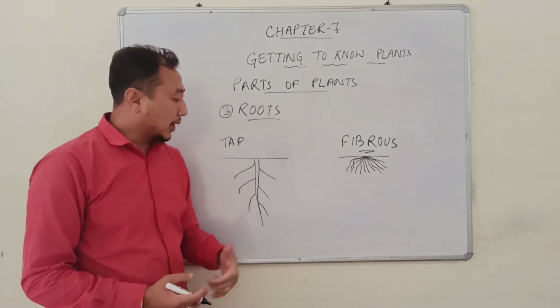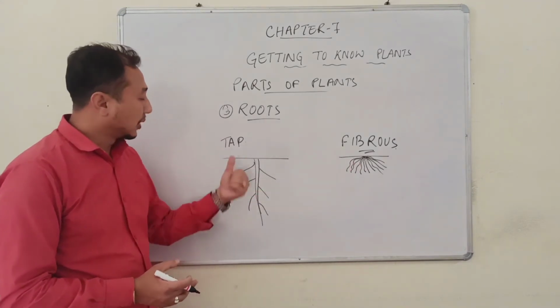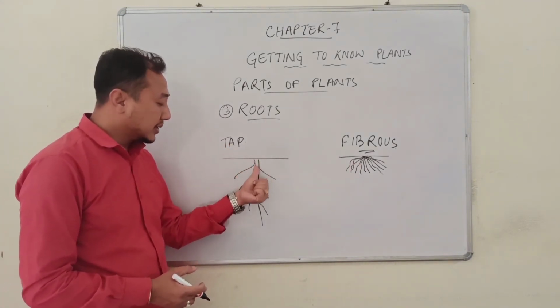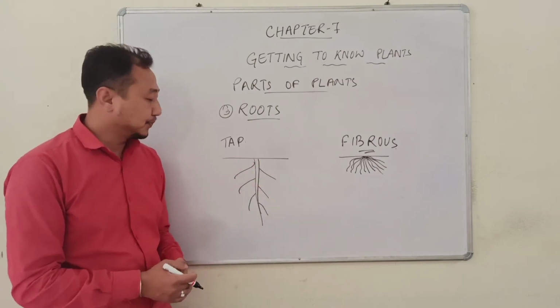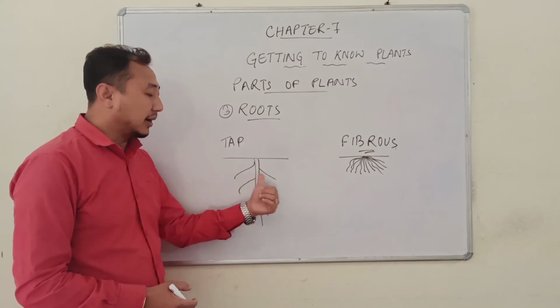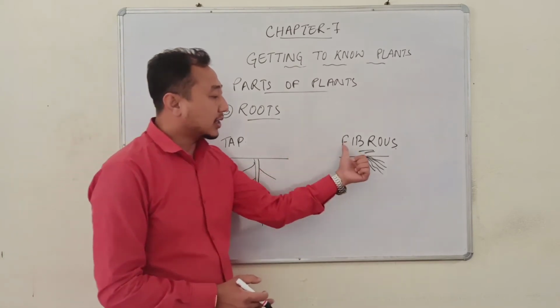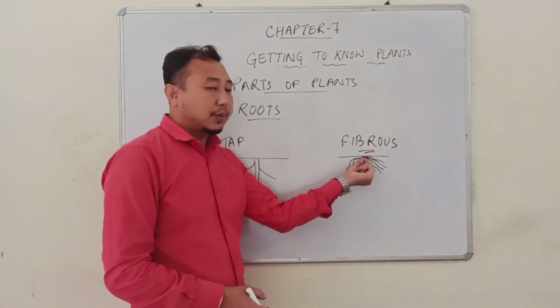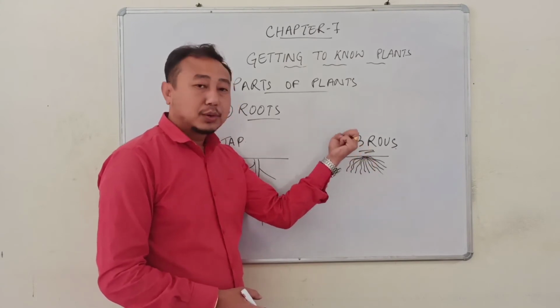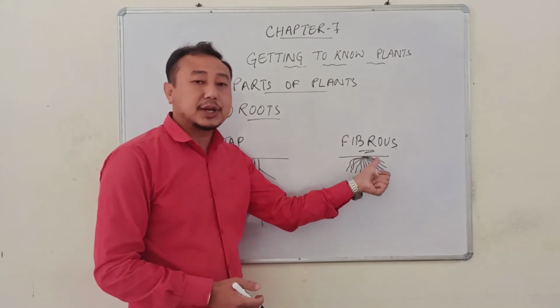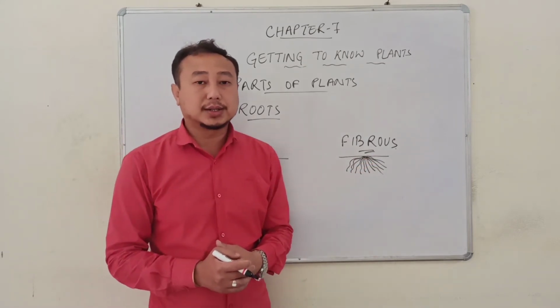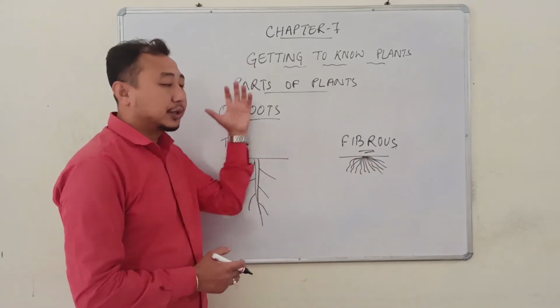Let us remind once again what is taproot and what is fibrous root. Taproot is the one in which the root has a main root, and from that small branches arise. The length of the main root will be longer than the branches. While in case of the fibrous root, all the roots arise from the base portion of the plant attaching to the shoot portion, and the length of each and every root is similar to one another. So these are about the roots.